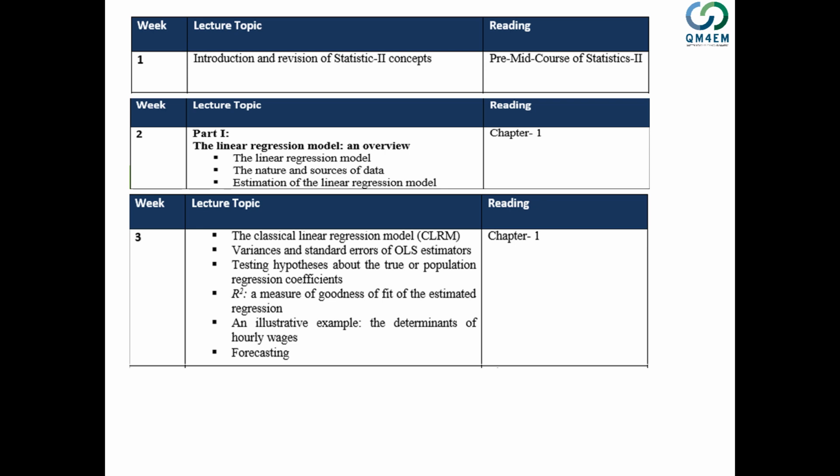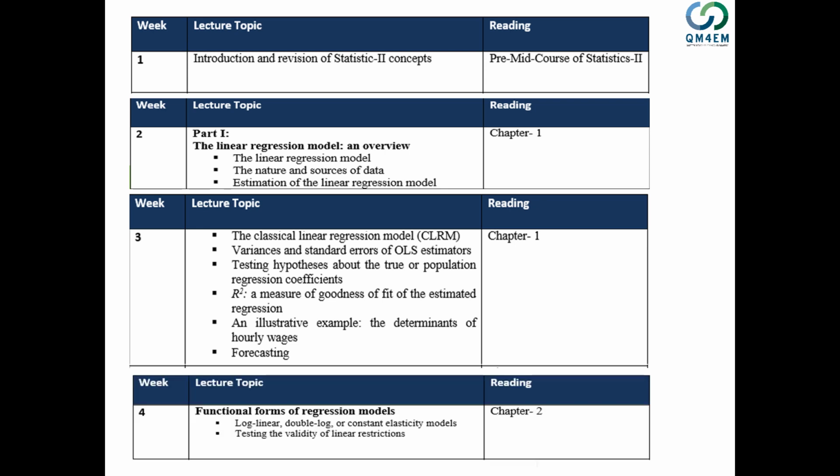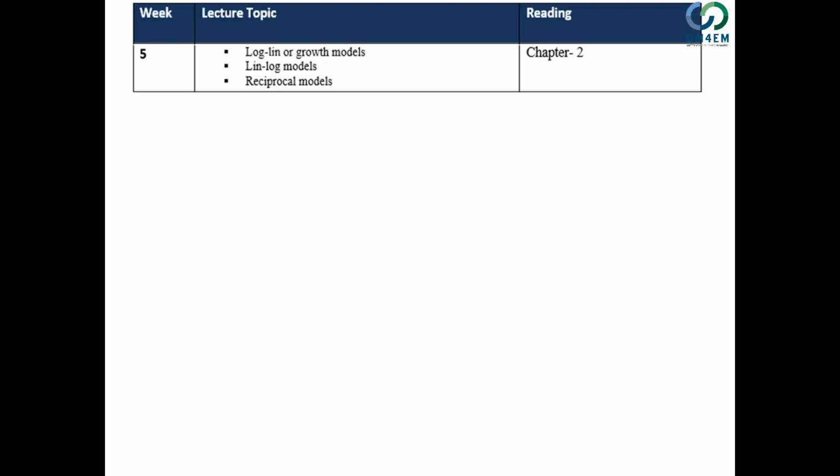From week 4 and onward, we moved to lab sessions, and we started with, in week 4, the functional form of regression model, in which we started with discussing the interpretation of log linear, double log, or constant elasticity models, followed by testing the validity of linear restrictions in the regression model. So that was week 4. In week 5, we learn how we can interpret the coefficient associated with log linear, log lin, lin log, or reciprocal models. We learn what are these models and how these models can be interpreted when we estimate.